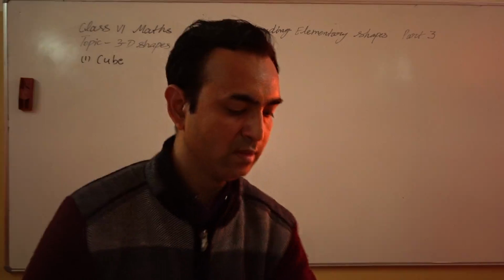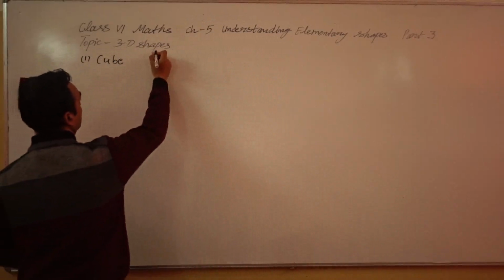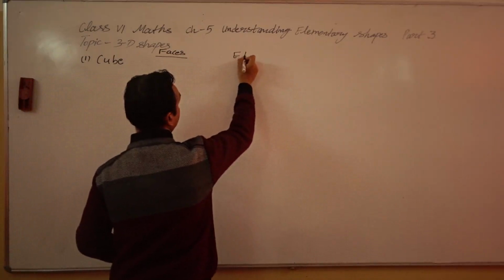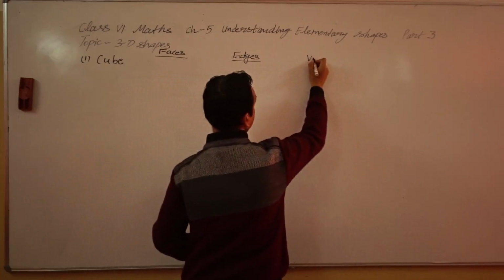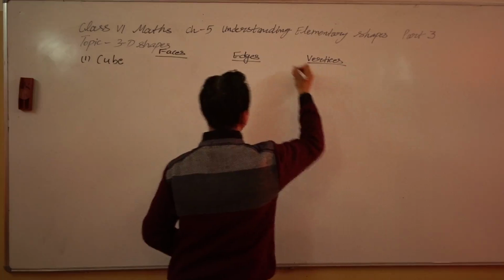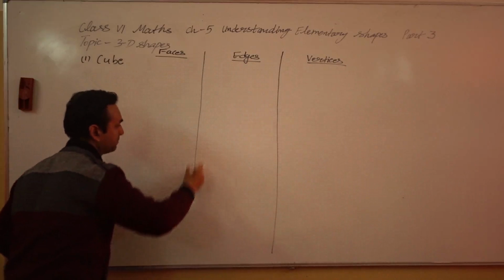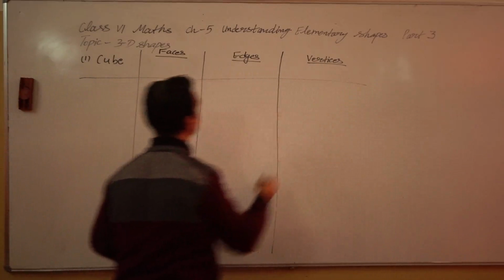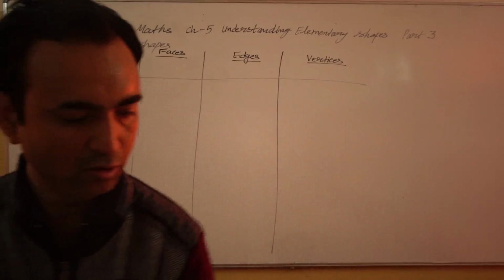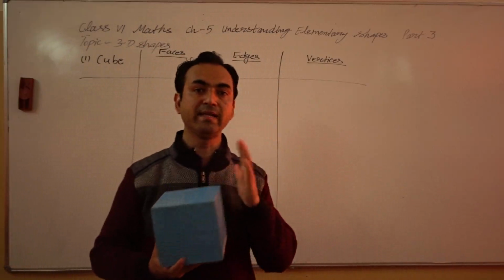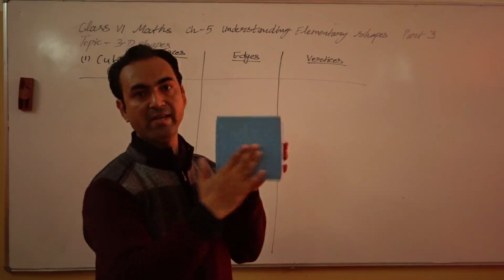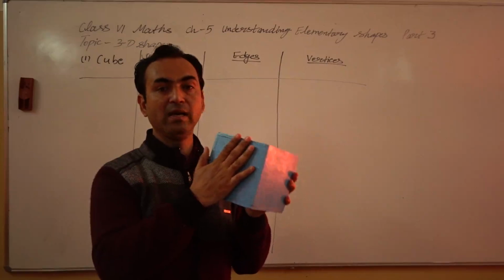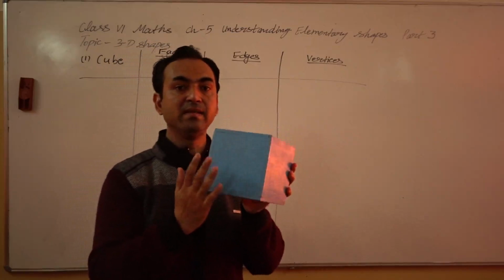Now we will count the number of faces, edges and vertices. First of all, you have to understand these three topics. What is a face? A face means the flat surface which you see around the shape, which you can touch and observe. This is the flat shape, this is the face.